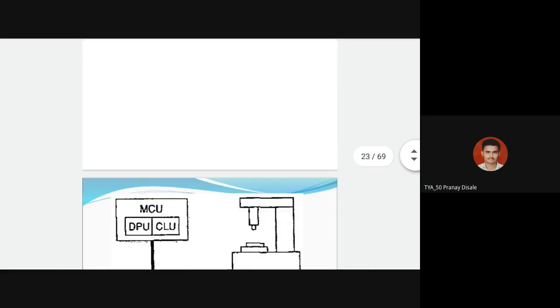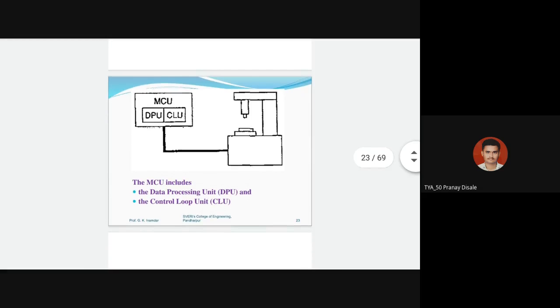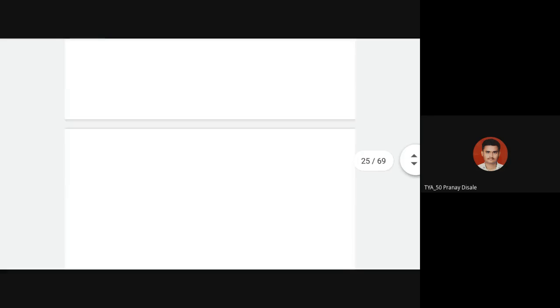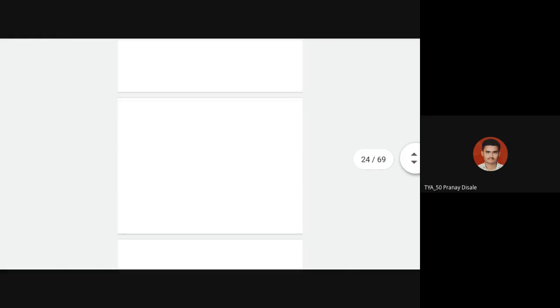Now, basically, the machine control unit has two parts: the data processing unit and the control loop unit. So what is the data processing unit? We have already discussed it very deeply in the last lecture.